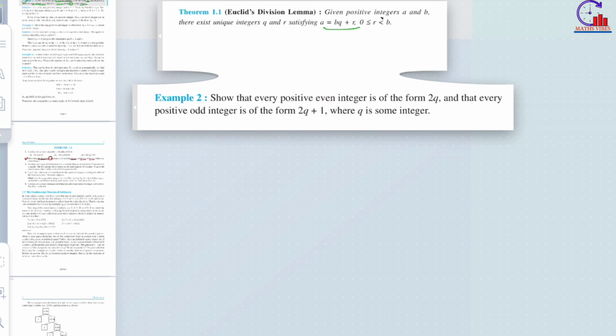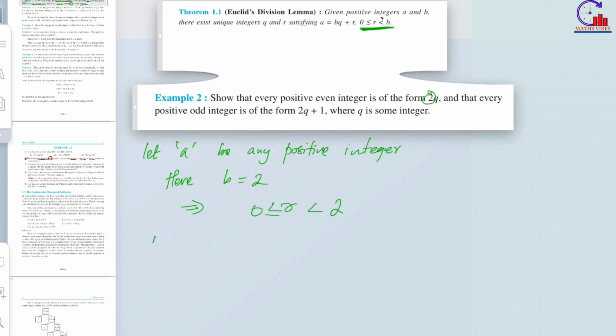We know that by the lemma, we can write a is equal to bq plus r, right? Here in this example, the value of b is equal to 2. So let us take a to be any positive integer. That means here in this question b is 2. That means the remainder should be greater than or equal to 0, right, but less than 2, isn't it? That means the possible remainders are 0 and 1.